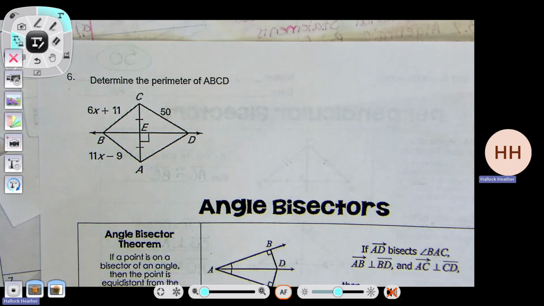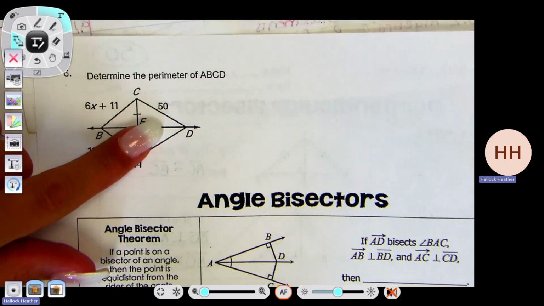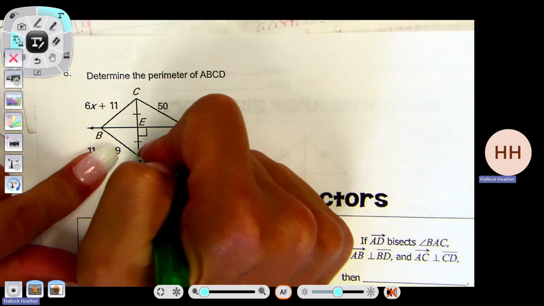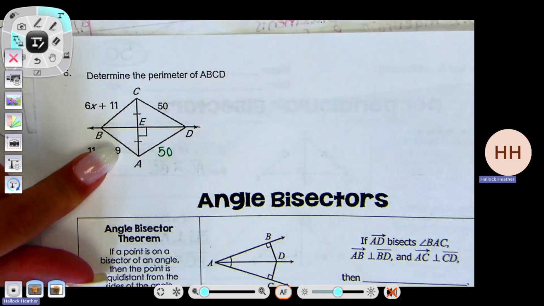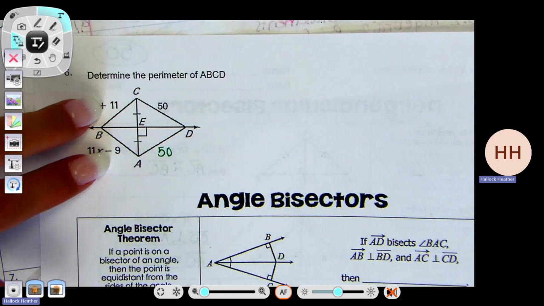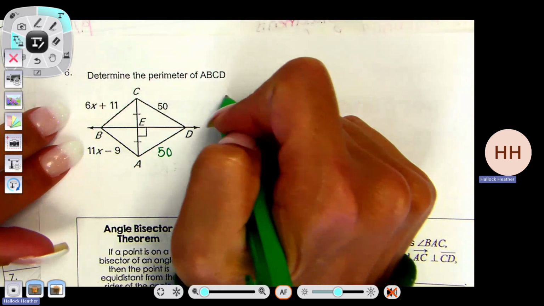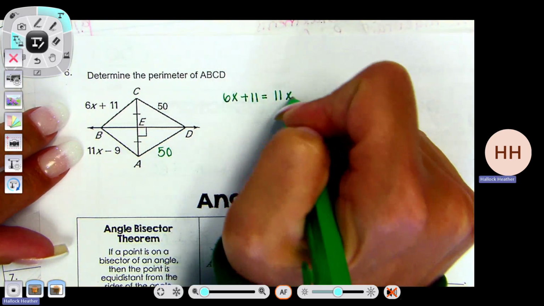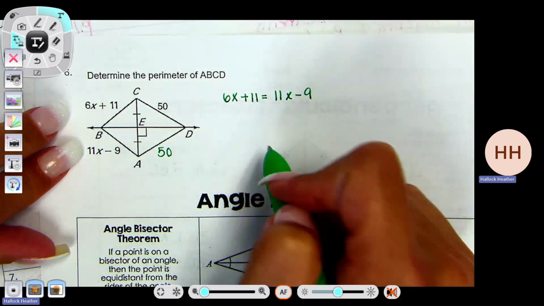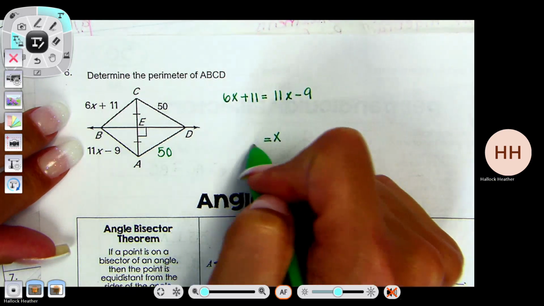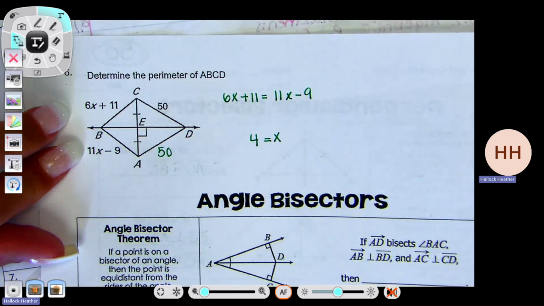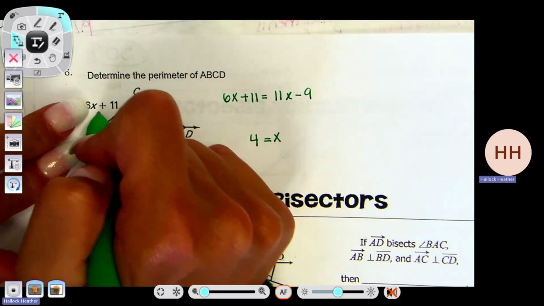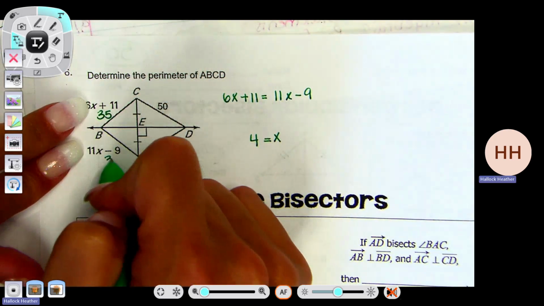Okay, so if this is 50, where else can 50 go in your picture? The other side, because they match. The other two sides also match. So if I set these equal to each other, I'm not going to write all this out, but I'll set up the equation. If I set these equal to each other, what do I get for x? 4. If you plug it back in, you get 35 here and here.